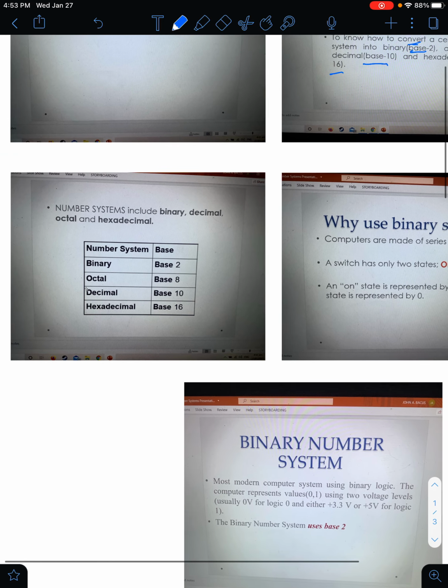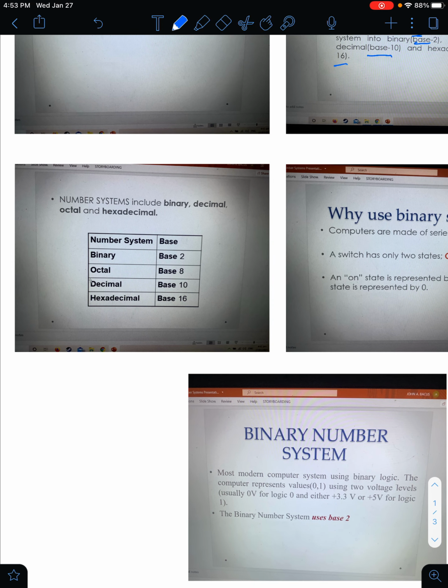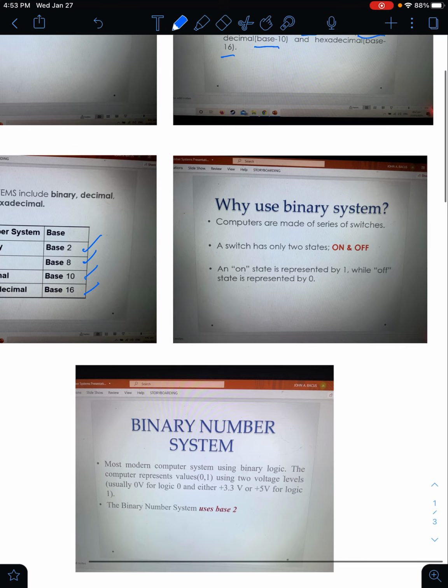So here are the following number systems. It includes binary. So again, binary is base 2. We also have octal, which is base 8. We have decimal, which is base 10, and hexadecimal, which is base 16.